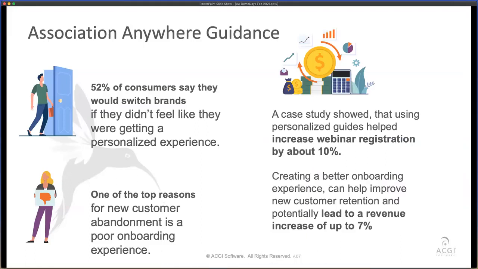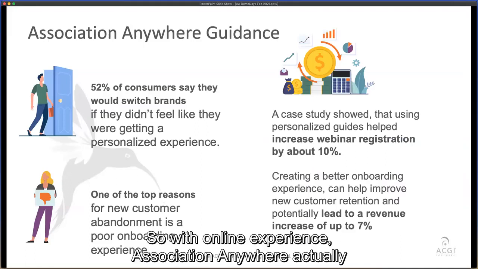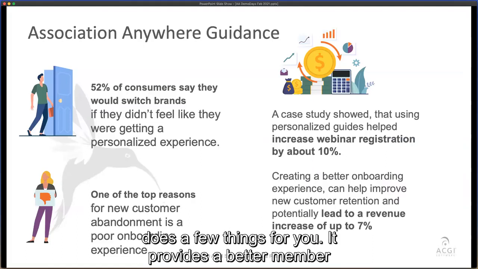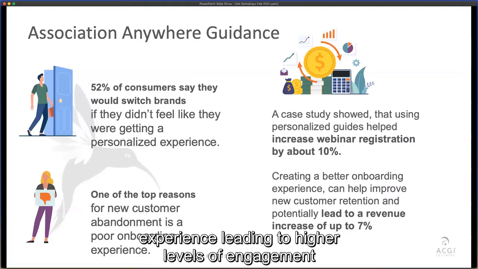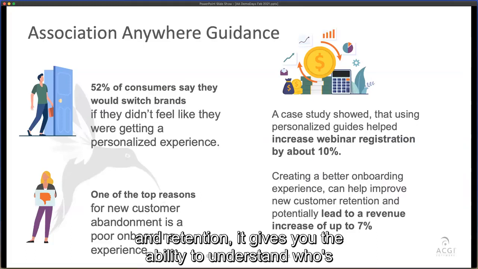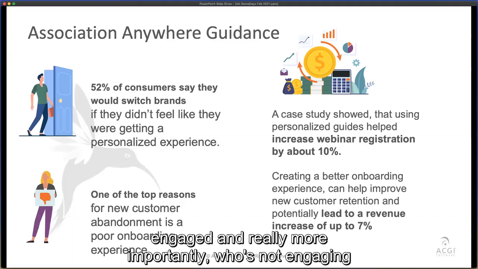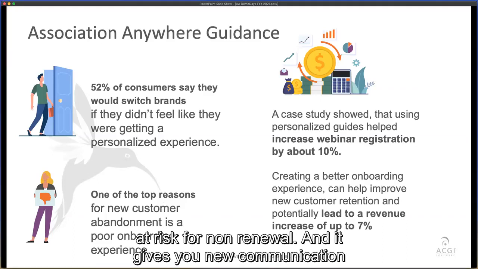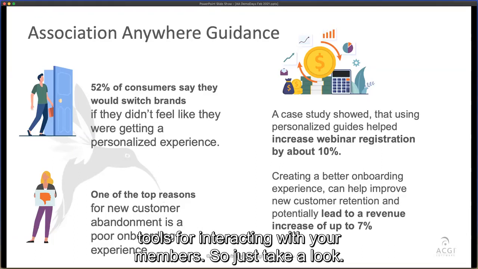engaging your members? So with online experience, Association Anywhere actually does a few things for you. It provides a better member experience leading to higher levels of engagement and retention. It gives you the ability to understand who's engaged and, really more importantly, who's not engaged and at risk for non-renewal. And it gives you new communication tools for interacting with your members. So just take a look.